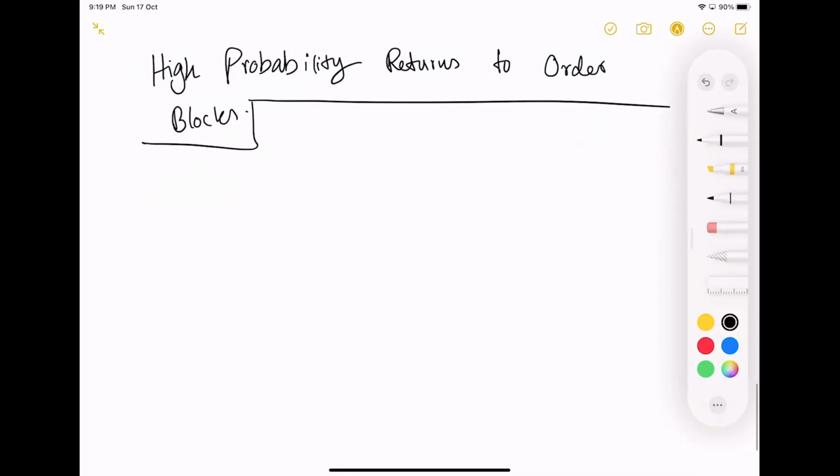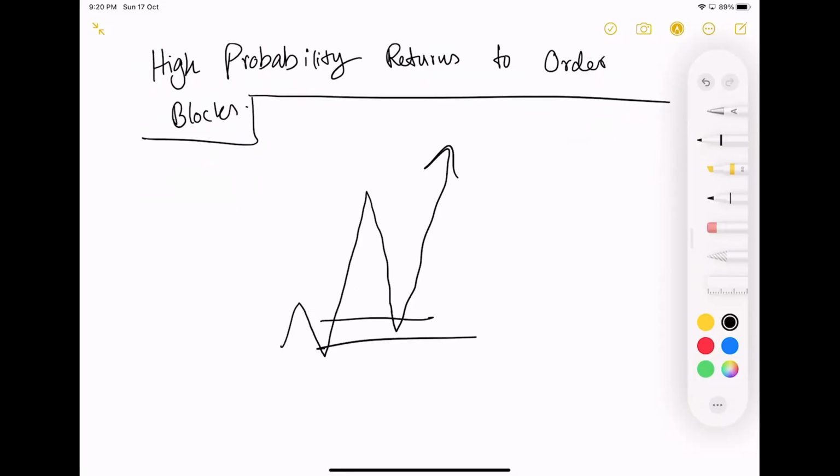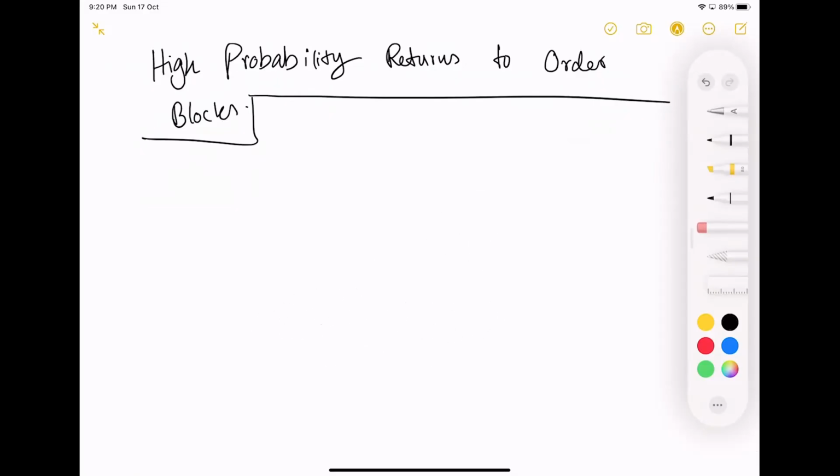Now when we talk about high probability returns to order blocks, it's not simply you having this up, down, up, and this is your bullish order block. No. Even by looking at it in terms of a line graph, it's wrong. Your high probability return to order blocks need to have your order block stop hunting price action to the left.